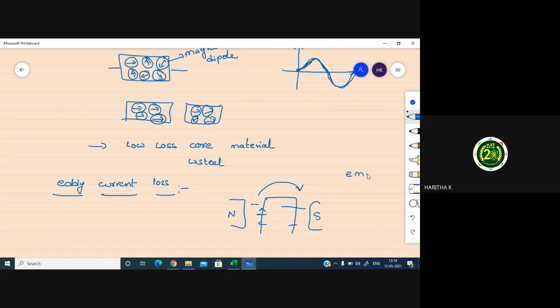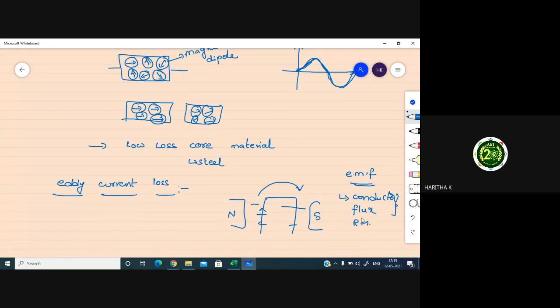See, you may remember or not, EMF, electromotive force. In any conductor, how is the EMF induced? This is given by Faraday's laws of electromagnetic induction. For the EMF to be induced, it requires three things: a conductor, flux or magnetic field, and there must be a relative motion between these two, flux and conductor.